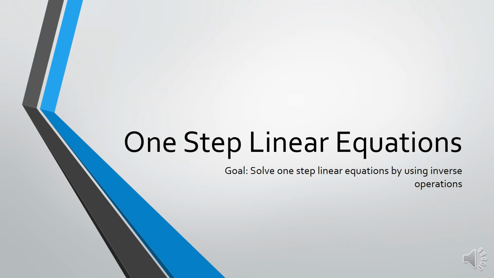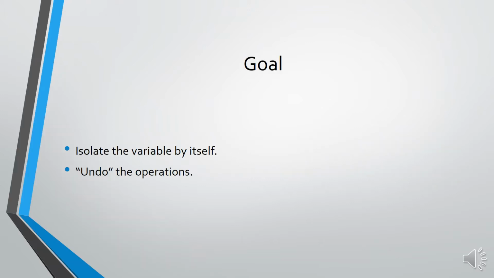In this video, we're going to learn about solving one-step linear equations. So the goal here is to solve linear equations that only involve one step, and we'll be using inverse operations to do that. So the goal, like I said, is we're going to isolate the variable by itself, and to do that we will undo the operations. So when we say a linear equation, the question is, what is a linear equation?